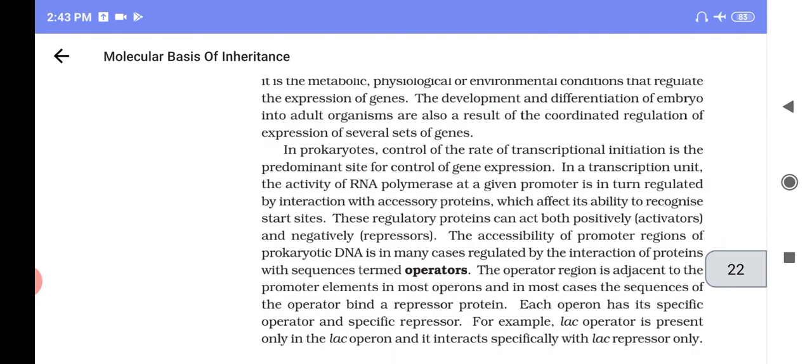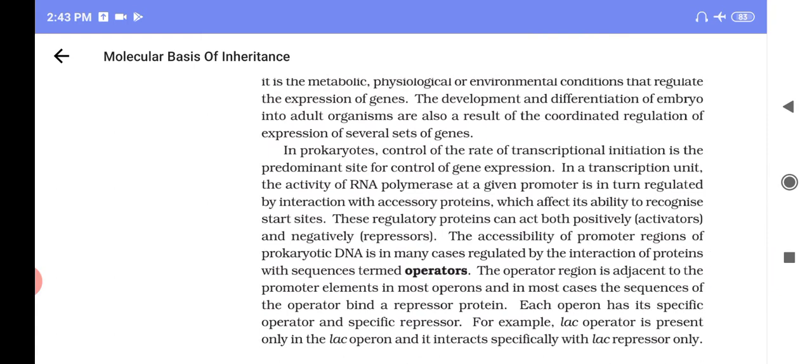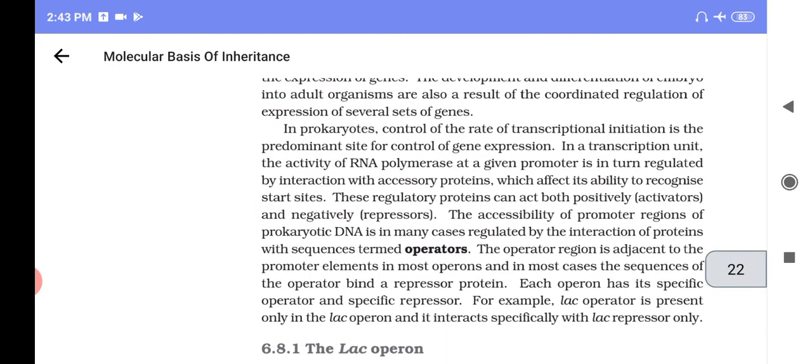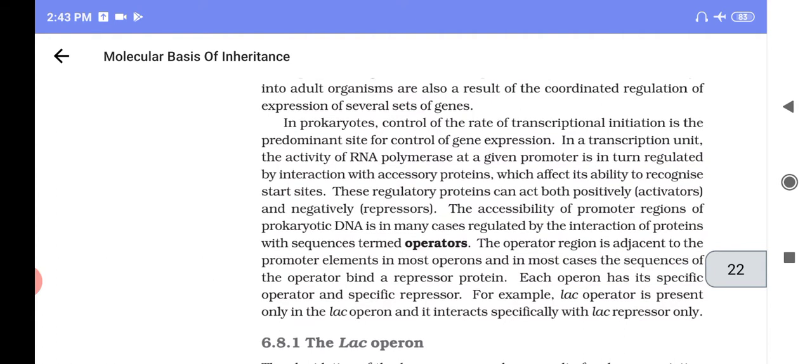In prokaryotes, control of the rate of transcriptional initiation is the predominant site for control of gene expression. In a transcription unit, the activity of RNA polymerase at a given promoter is in turn regulated by interaction with accessory proteins, which affect its ability to recognize the start site. These regulatory proteins can act both positively, as activators, and negatively, as repressors.